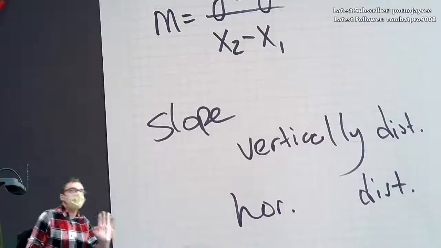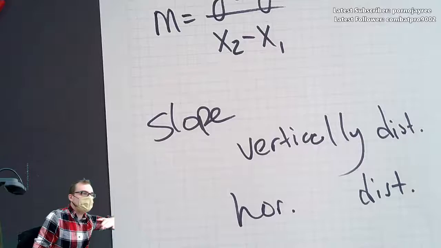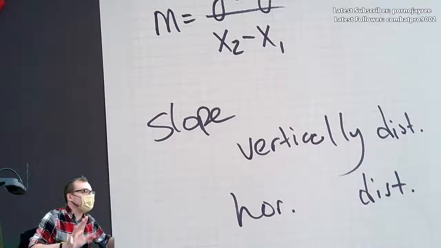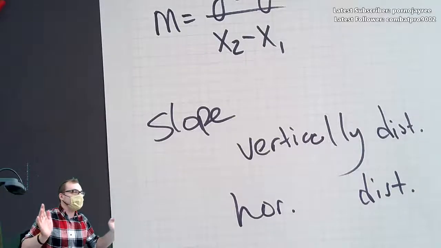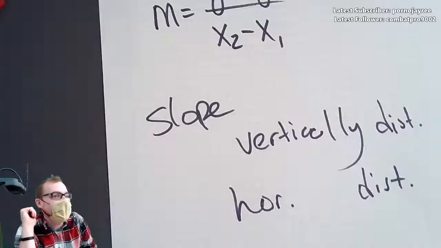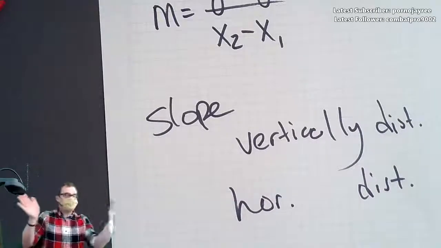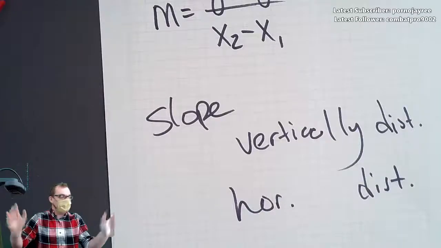Wait, hold on. I've got a question. Which variable, x or y, deals with the vertical? Y. All right, so it's the y variable that deals with the vertical. So the x deals with horizontal, left or right. You with me? Okay, awesome.